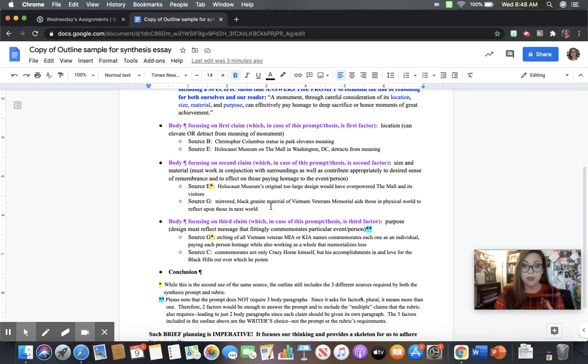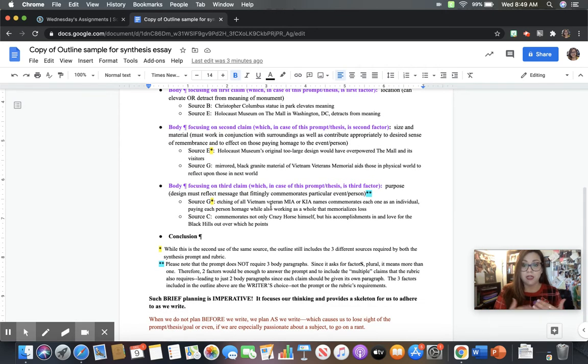Again, I could talk a little bit about source E with the Holocaust Museum. It's too large and it would have overpowered the mall. But at the same time, in source G, the mirrored black granite material of the Vietnam Veterans Memorial aids those in the physical world to reflect upon those in the next. And again, look at how I'm bringing in my sources. Yes, I used source E in the previous paragraph, but I am still bringing in an additional source to further my argument.